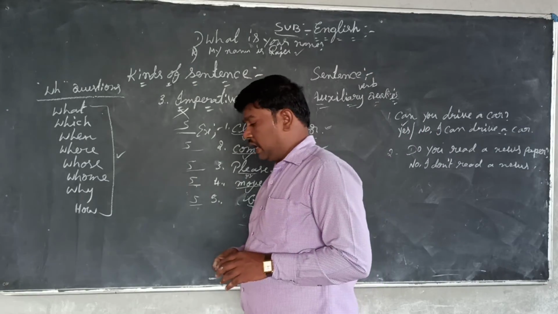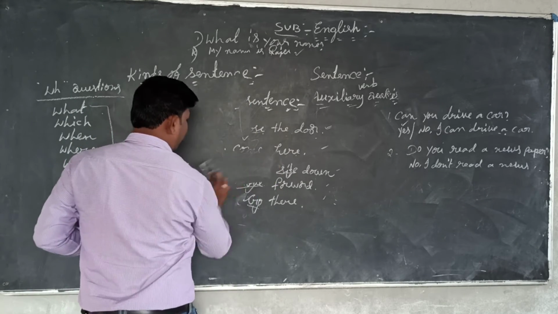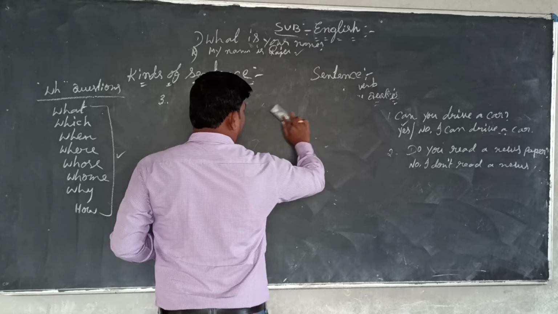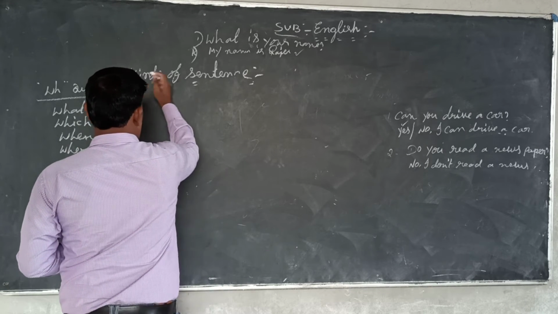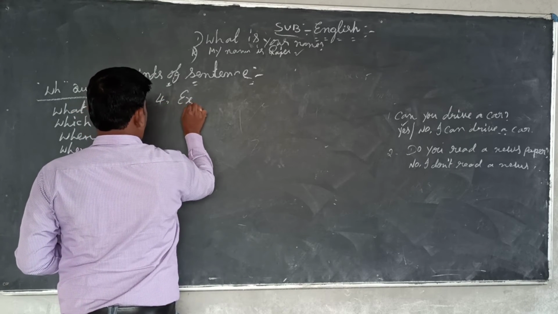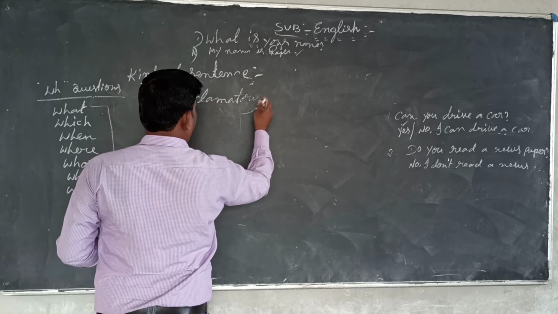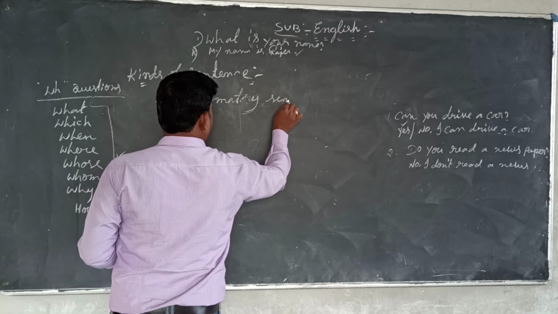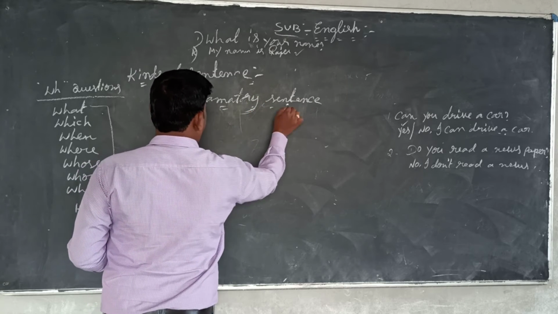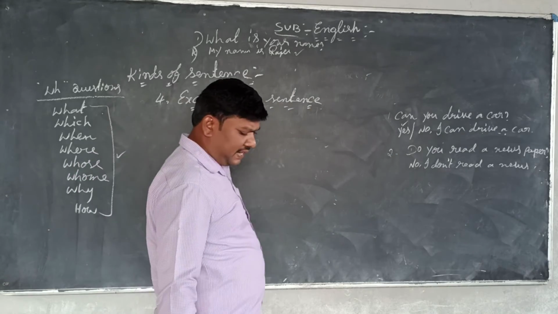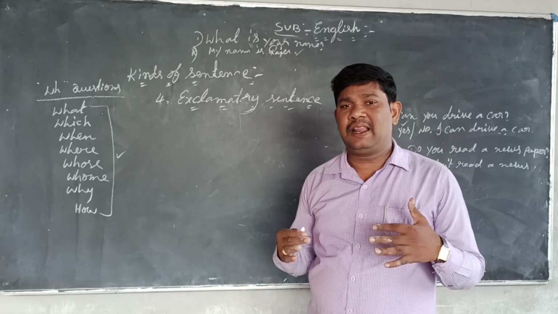Okay, the fourth one is the exclamatory sentence. What is an exclamatory sentence? An exclamatory sentence is nothing but a human being's internal feelings.